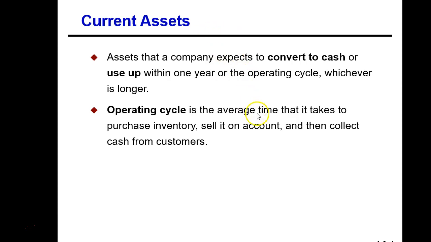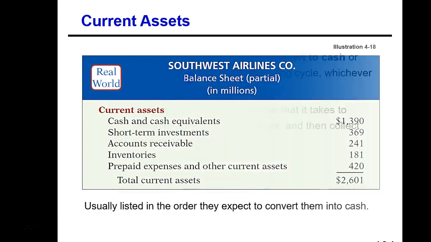So if the operating cycle is, say, 18 months, then to be a current asset is an asset account that we expect to convert into cash or use up within 18 months. If the operating cycle is less than one year, then we're going to use the longer of these two, which in this case would be the one year time period.